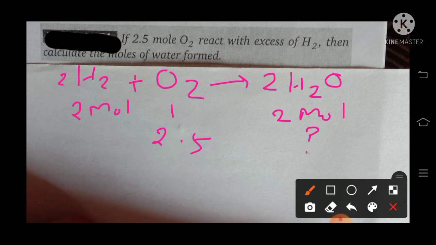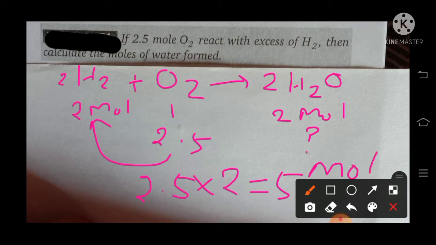Is that clear? Similarly, if 2.5 mole of O2 react with excess of H2, then water molecule is formed. That is 2.5 into 2. So moles of H2O formed equal to 2.5 into 2 equal to 5 mole of H2O. It is the answer.